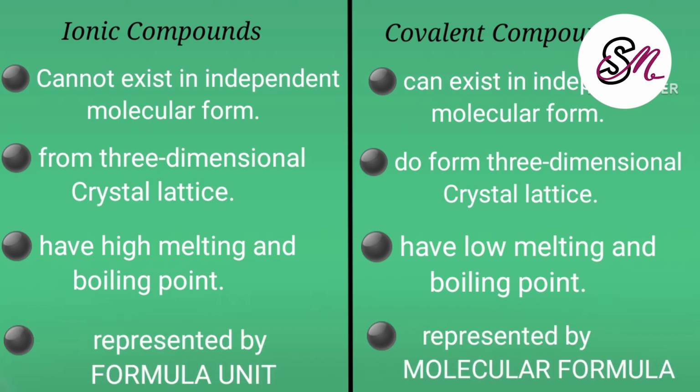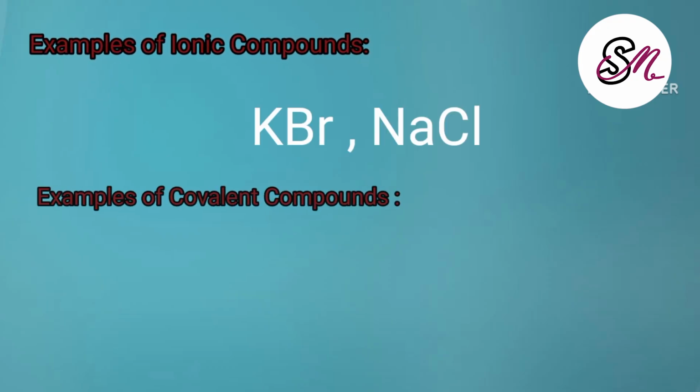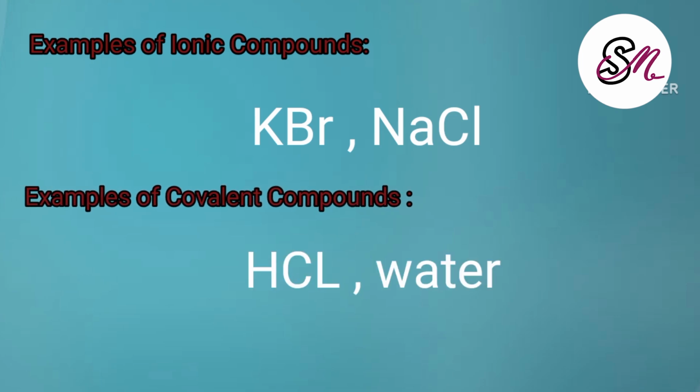Ionic compounds are represented by formula unit and covalent compounds are represented by molecular formula. Let's see some examples of ionic compounds. KBr and NaCl are the example of ionic compounds. Example of covalent compounds contain HCl and water.